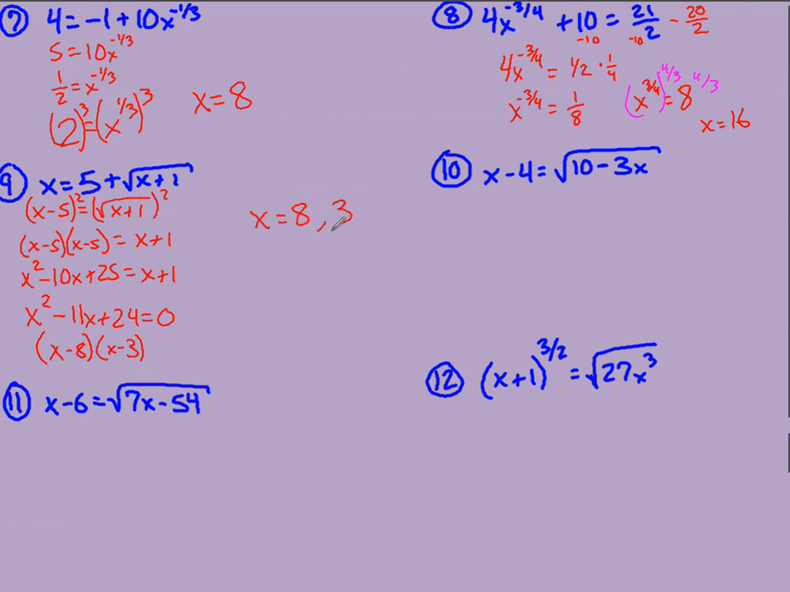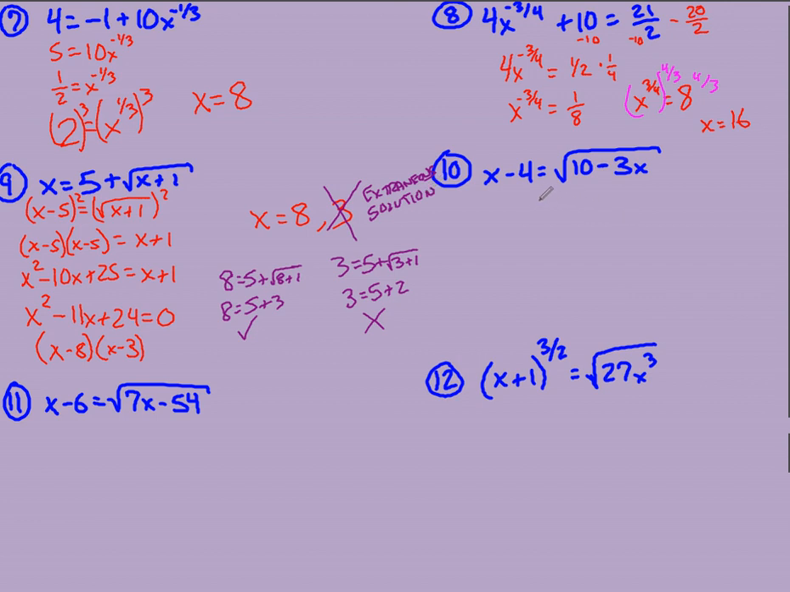Now here's the kicker. We always need to check and look for extraneous roots. When I check these, if I plug 8 back in, I would get 8 equals 5 plus the square root of 8 plus 1. Square root of 8 plus 1 is square root of 9, which is 3. 8 equals 5 plus 3, which it definitely does, so that's a good answer. Now for 3, does 3 equal 5 plus the square root of 3 plus 1? Does 3 equal 5 plus 2? 3 does not equal 5 plus 2. That does not work. So this answer gets crossed out, and we write this as an extraneous solution, is what I should write.